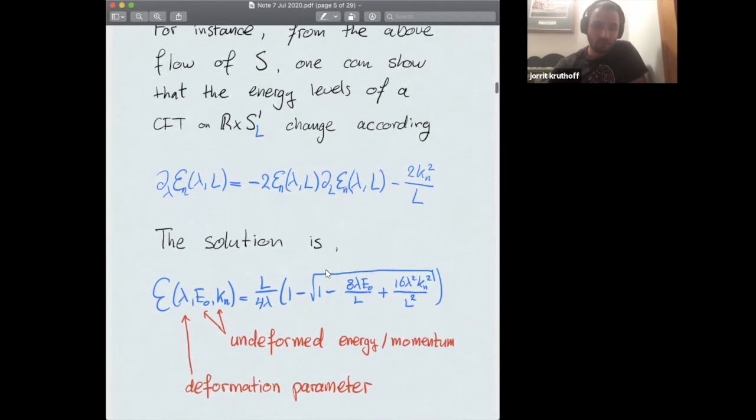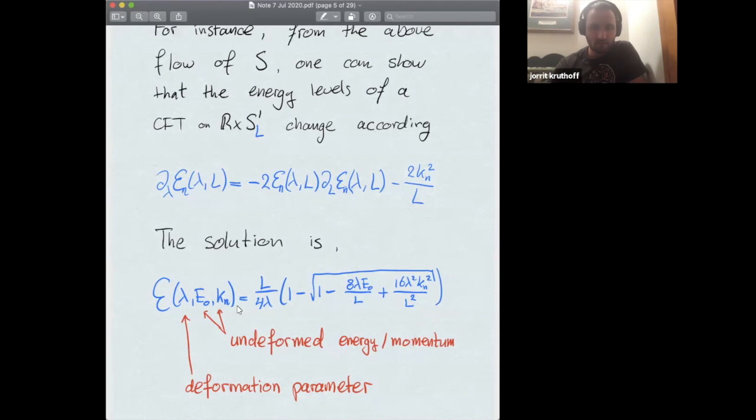And remarkably, the solution to this differential equation is straightforward and is given in this equation here, where lambda is the deformation parameter. E naught is here the undeformed energy, so the energy of the theory where I didn't have this TTbar deformation turned on, and Kn is the momentum of the state that I'm considering along the circle.